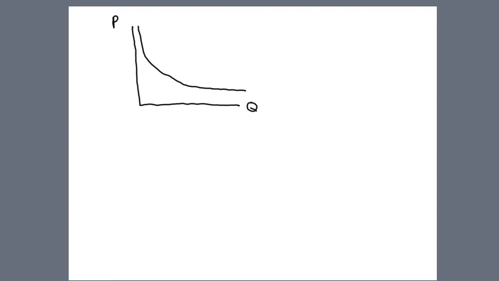to the idea of the law of demand, which just says that when prices decrease of a normal good, the demand for that good increases, all else equal, ceteris paribus.